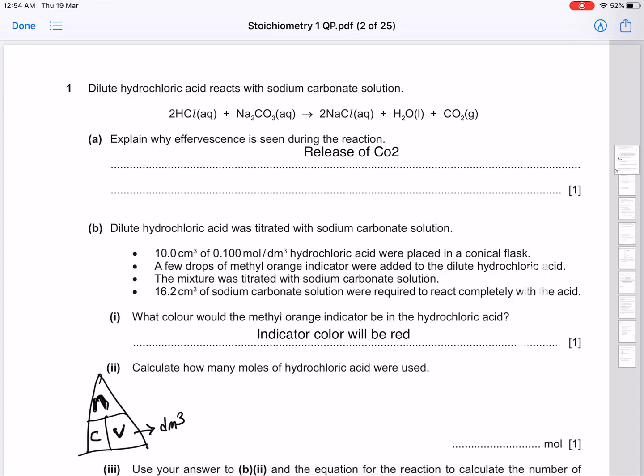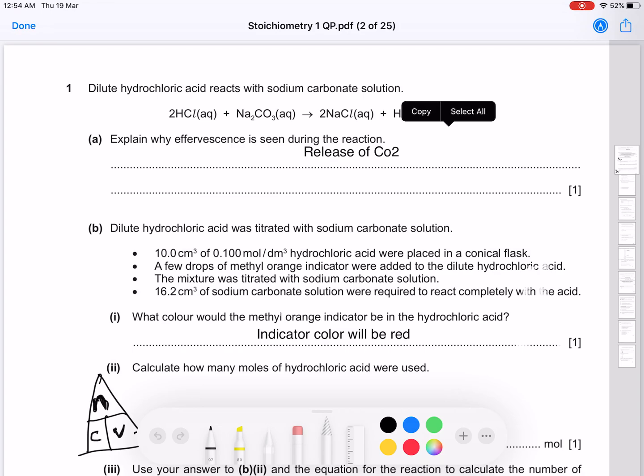It's an acid-base reaction. I can see here that my base is sodium carbonate. I'll have my salt over there, and I have water and carbon dioxide gas that is released. Okay, so explain why the effervescence is seen during the reaction. Obviously, it's due to the release of carbon dioxide gas, as you see here. Okay, now let's move to the calculations.